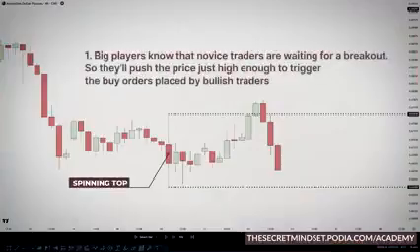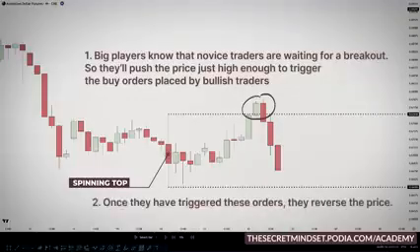Big players know that novice traders are waiting for a breakout. They use this anticipation to their advantage. They'll push the price just high enough to trigger the buy orders placed by bullish traders, or just low enough to trigger the sell orders placed by bearish traders. And once the big players have triggered these orders, they reverse the price.